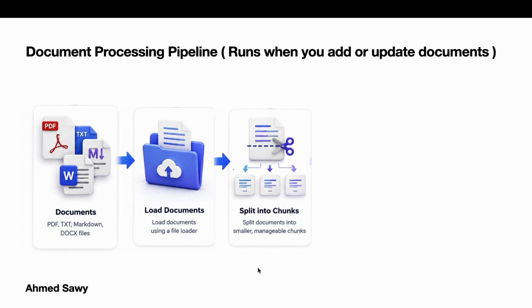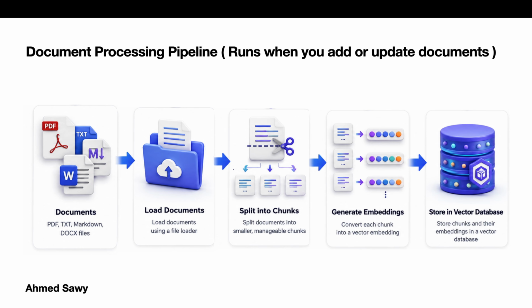Okay? After splitting the documents into chunks, for example, if we have a PDF with 100 pages, we're going to split this PDF into, let's say, 400 chunks. After this, we convert those chunks to numbers, to vectors, and store them in a vector database. Those are the steps in the document processing pipeline. And as I have told you before, we're going to talk about each step of them in a separate lesson.